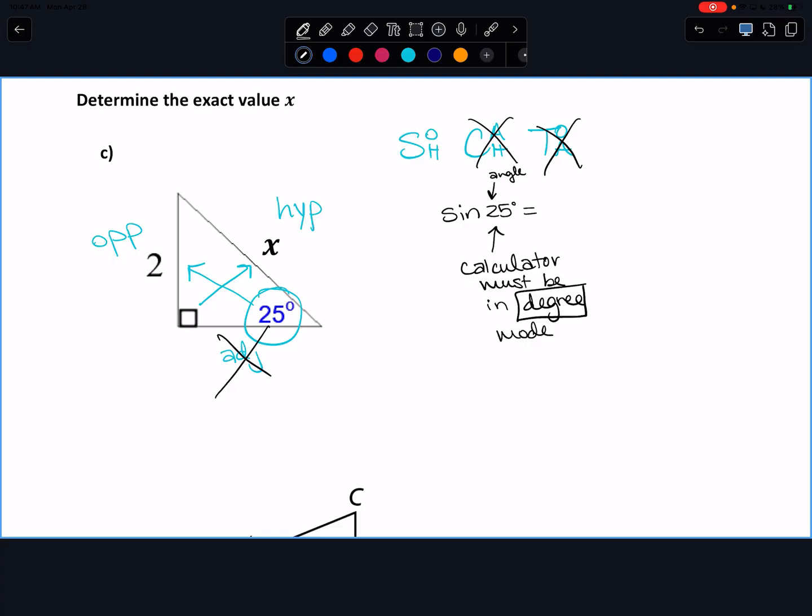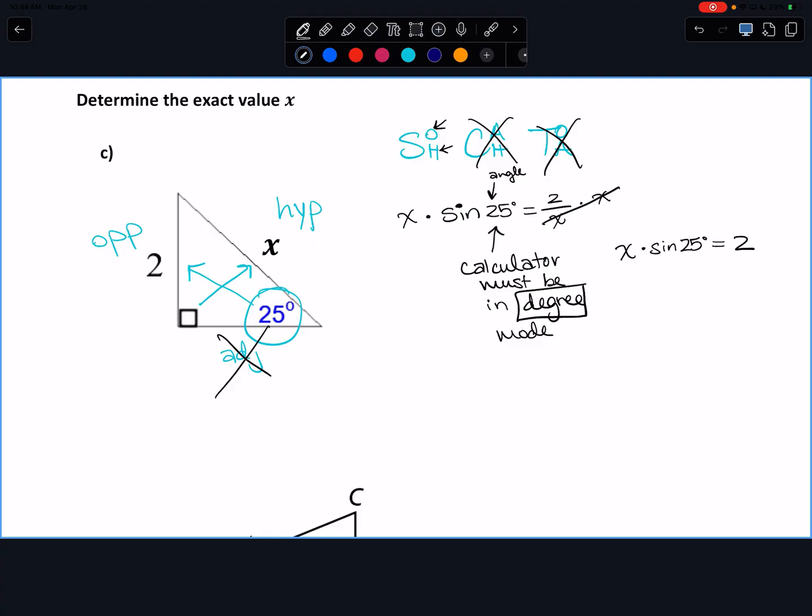Okay. So back to this, sorry. Sine of 25, because that's the angle, equals O divided by H. What is O on this one? 2 divided by what is hypotenuse? X. So how do you solve this? How do you get the X up out of the denominator? Multiply. So I'm going to multiply this by X. I'm going to multiply this by X. So now I have X times the sine of 25 degrees equals 2.